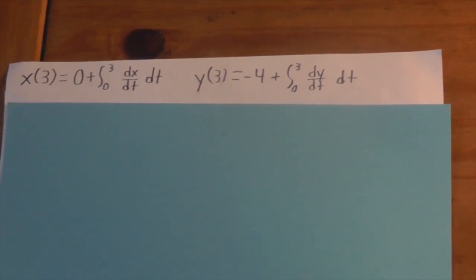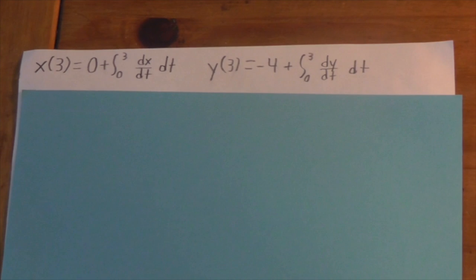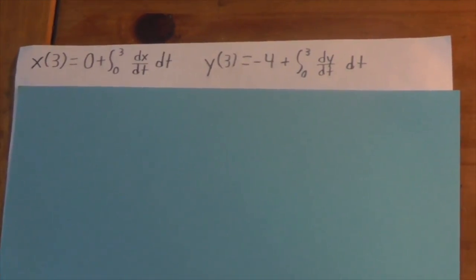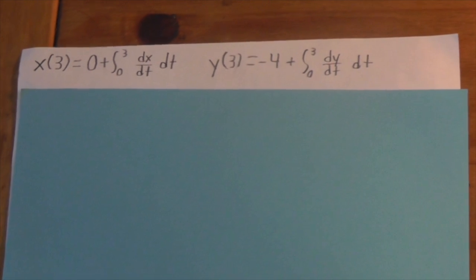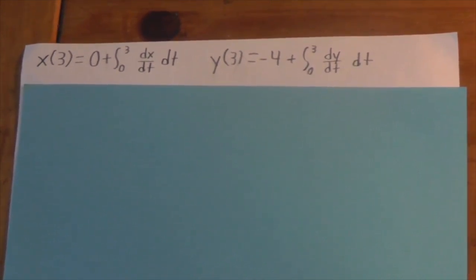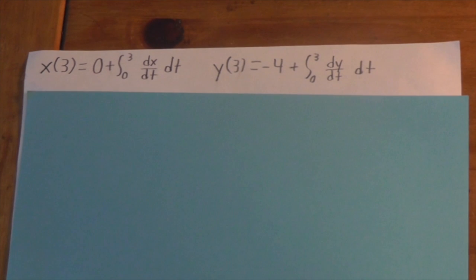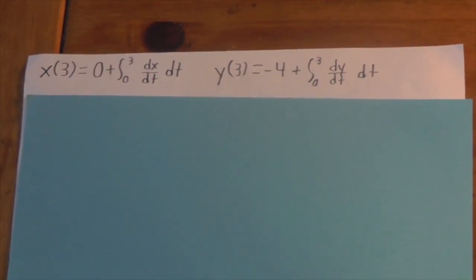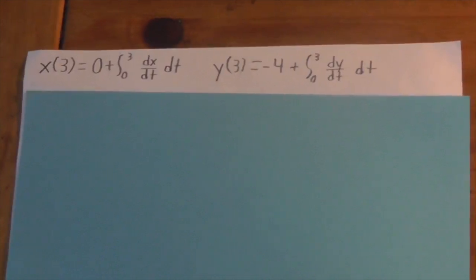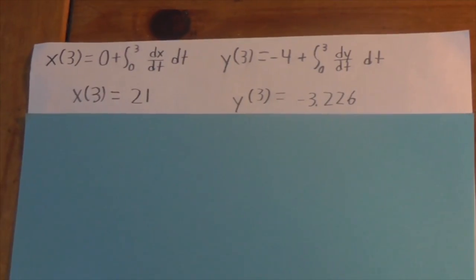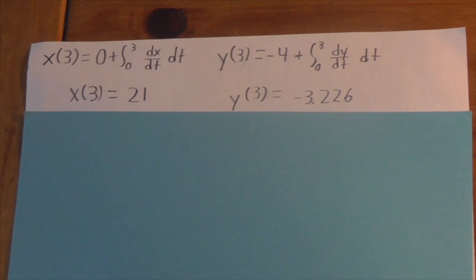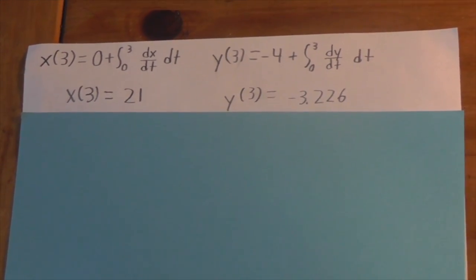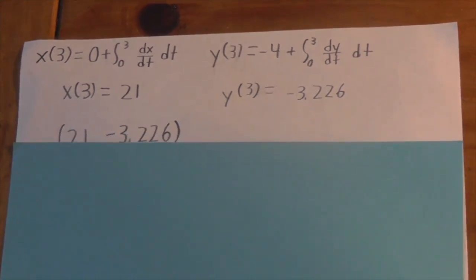The 0 and negative 4 represent the position the particle is starting at, and the integrals are the change in position from time t equals 0 to t equals 3. It's very important to remember that the initial condition isn't always 0, like in the y part of this problem. This is something that a lot of students forget. If we plug this into a calculator, we get the final position of 21, negative 3.226.